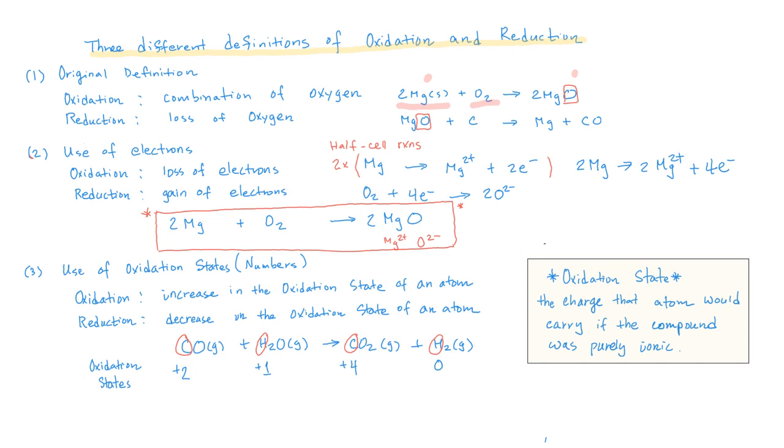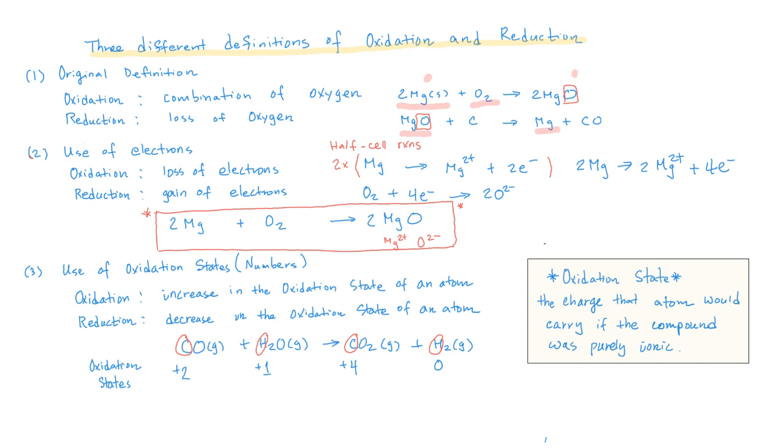Now, if we look at the second reaction, when magnesium oxide reacts with the carbon atom, it produces magnesium and carbon monoxide product. So our initial reactant contained the oxygen atom. Then as a result of the reaction, the magnesium oxide lost oxygen to become the original magnesium element. So this reaction can be defined as a reduction reaction.